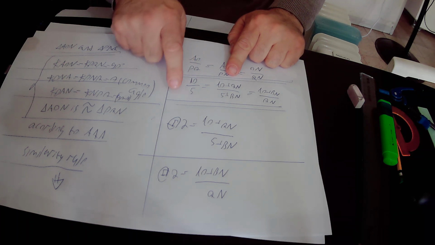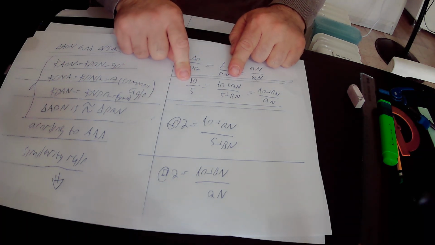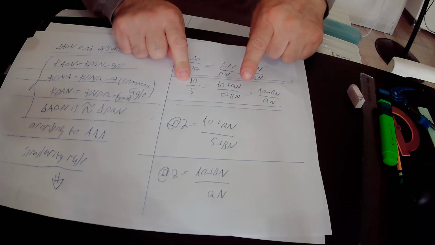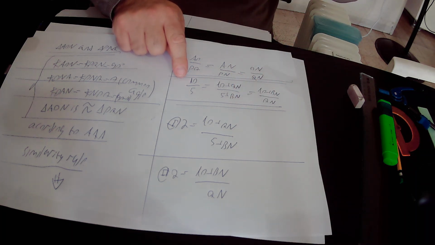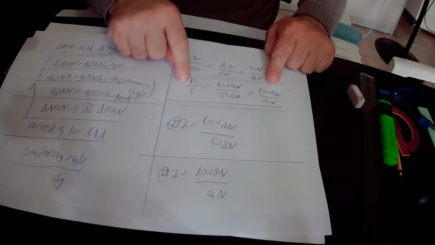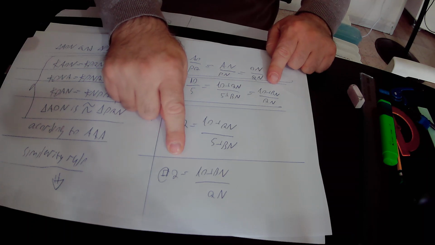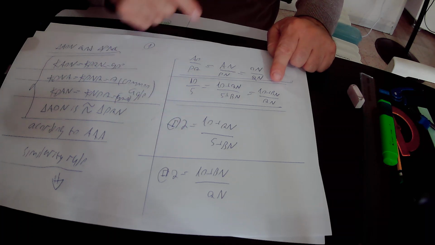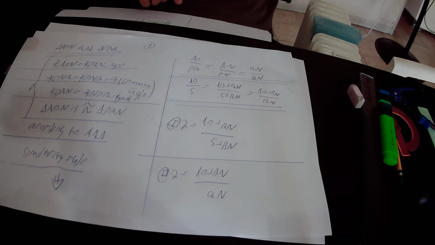So this is equation number 1, which says that 2 equals 10 plus Qn over 5 plus Bn. Those two expressions are also equal to each other, so we created equation number 2 from them. According to equation number 2, 10 over 5 is 2, so 2 equals 10 plus Bn over Qn. This is equation number 2.